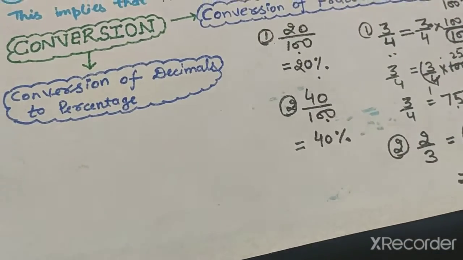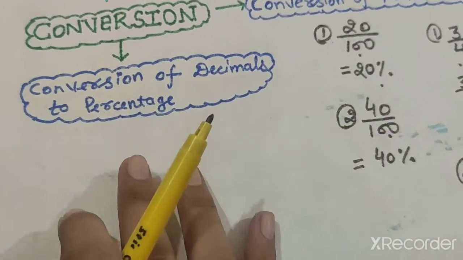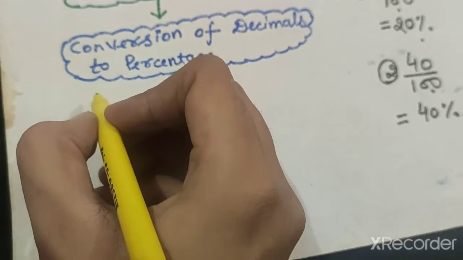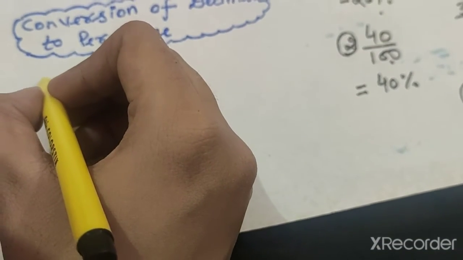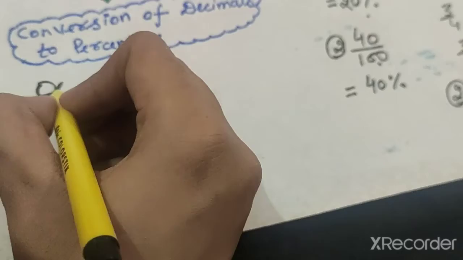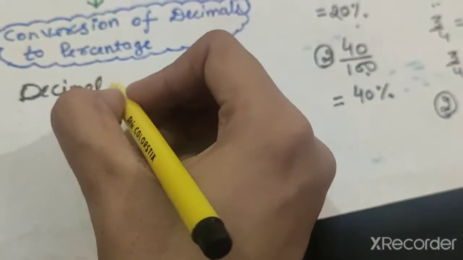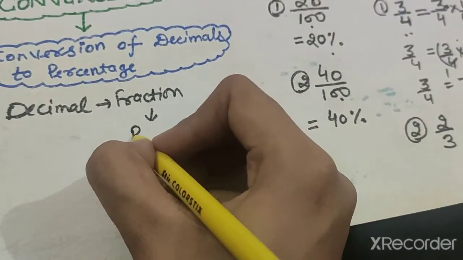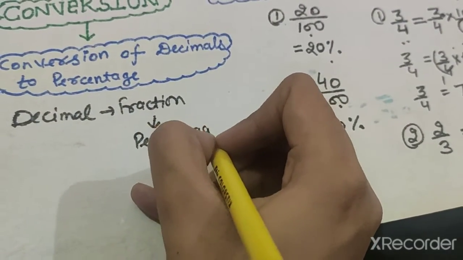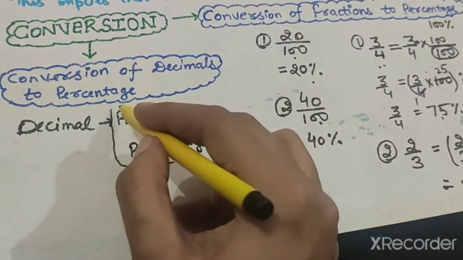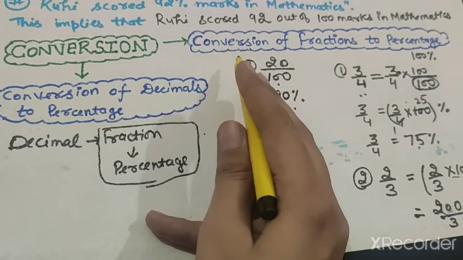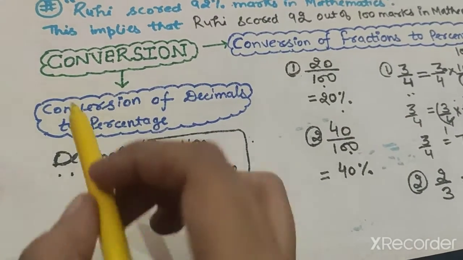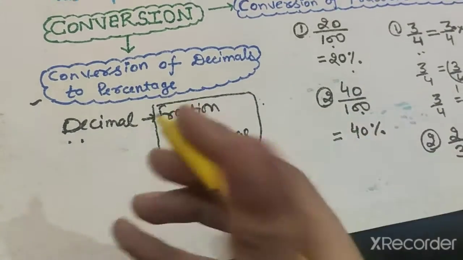Now let us look at conversion of decimals to a percentage. If you have to convert a decimal to a percentage, one thing you can do is convert the decimal into a fraction, then convert that fraction into percentage. We have already seen this conversion, right? And we also know how to convert decimals into fractions. So this is very easy. Look at the example.